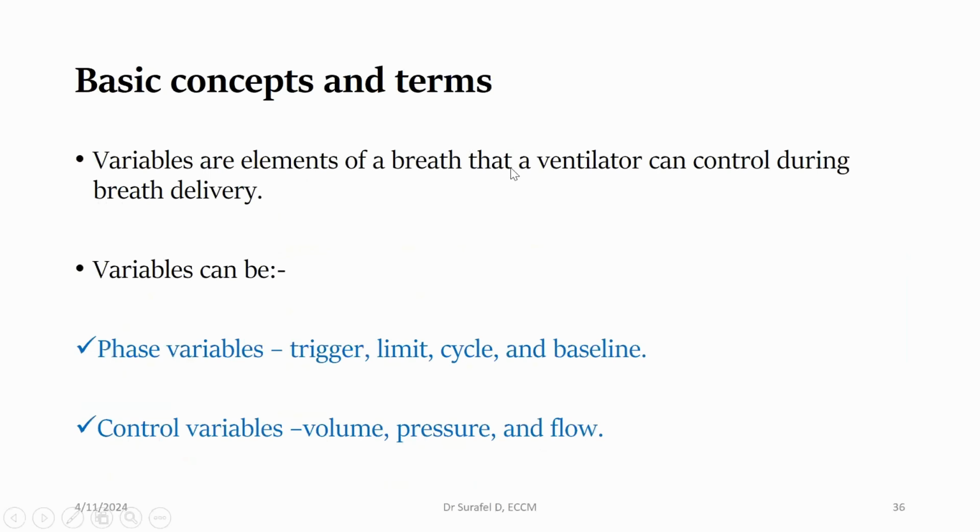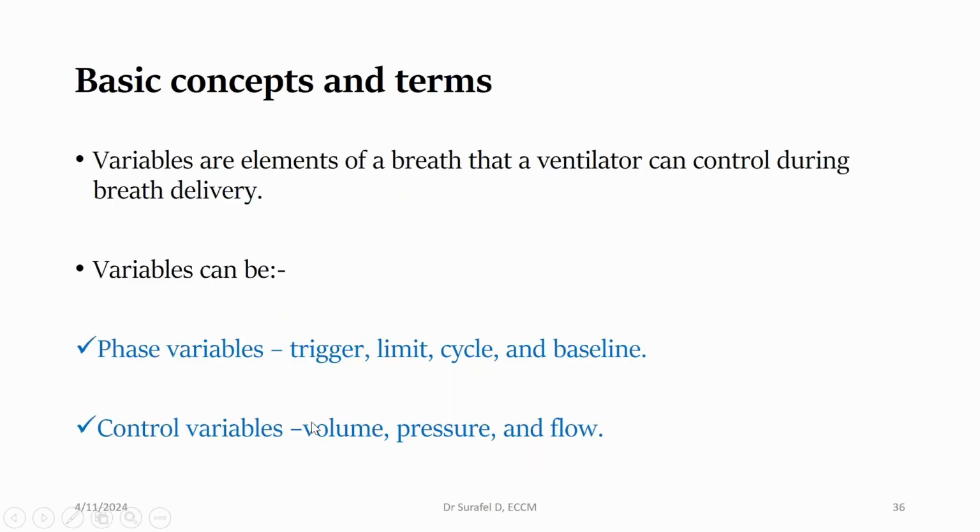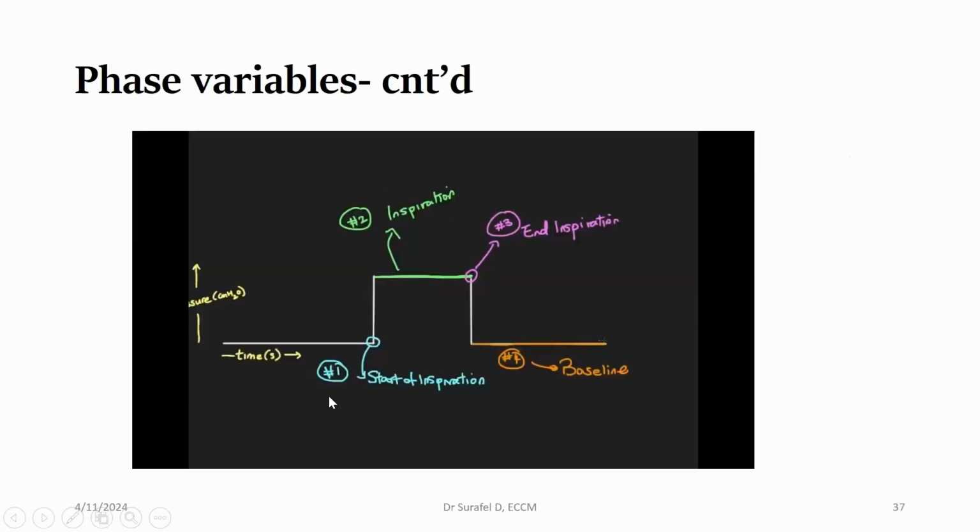So the variables that happen while ventilating a patient: there are phase variables and control variables. Phase variables are the variables that change the phase from baseline to inspiration, to end of inspiration, to expiration, to baseline. So these are called phase variables. Control variables are what control the machine to deliver a breath. It could be volume, it could be pressure, or it could be flow. I think these are very clear by now.